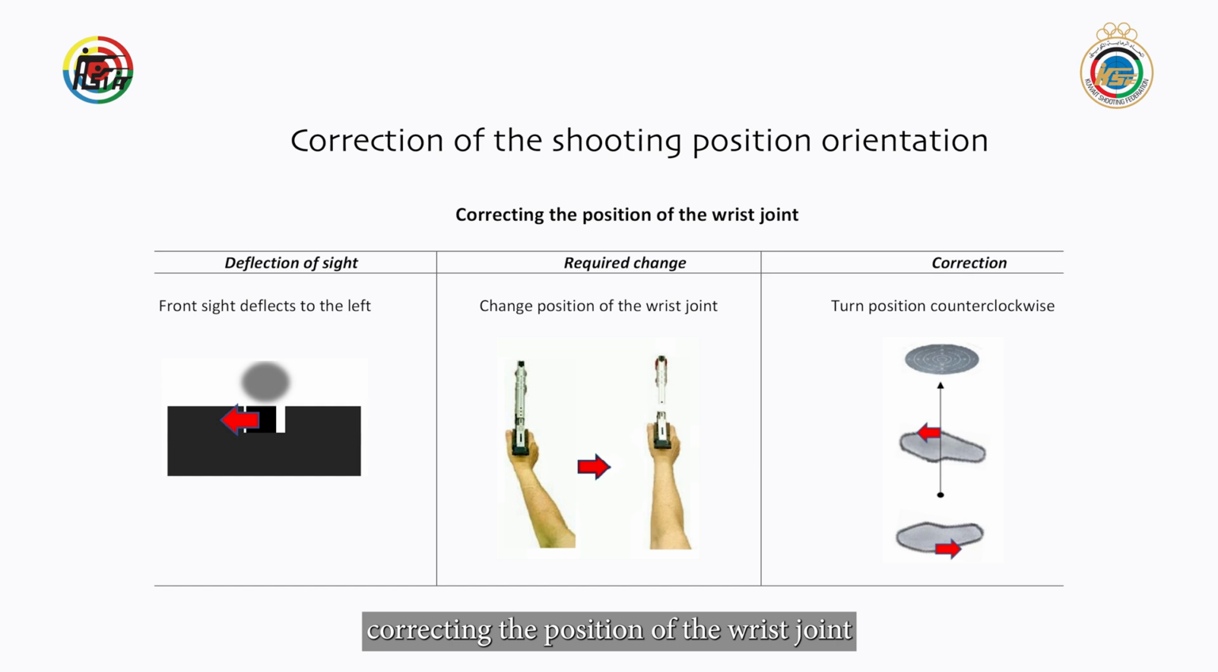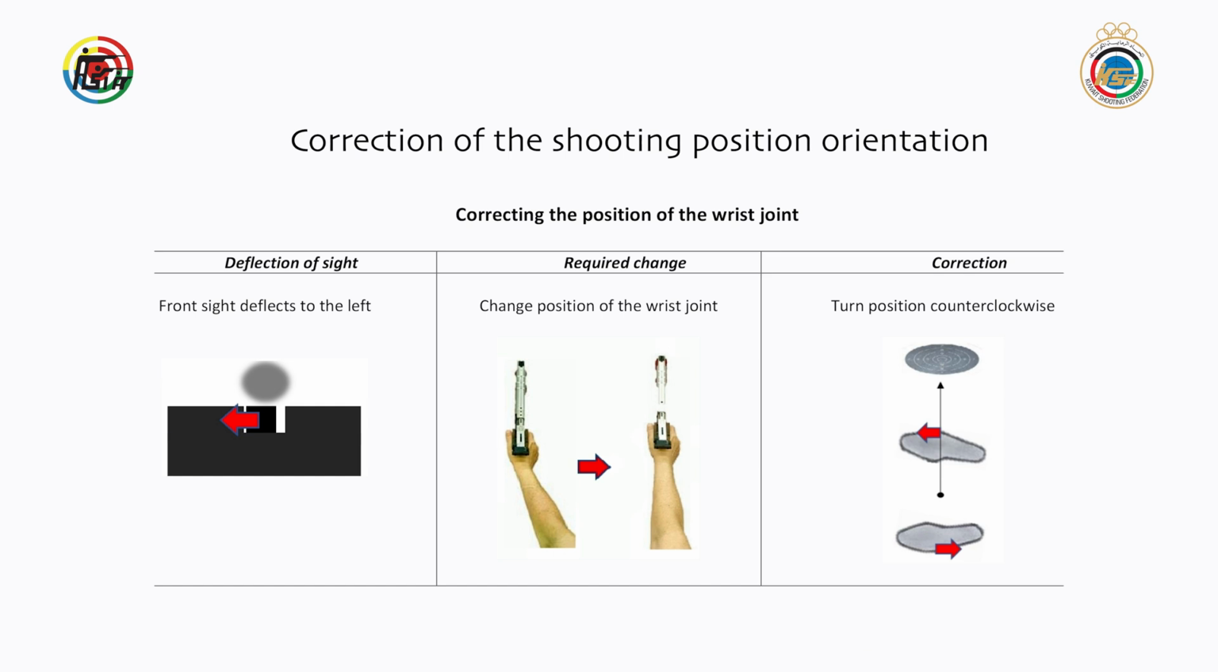Correcting the position of the wrist joint. Deflection of the front sight to the left.